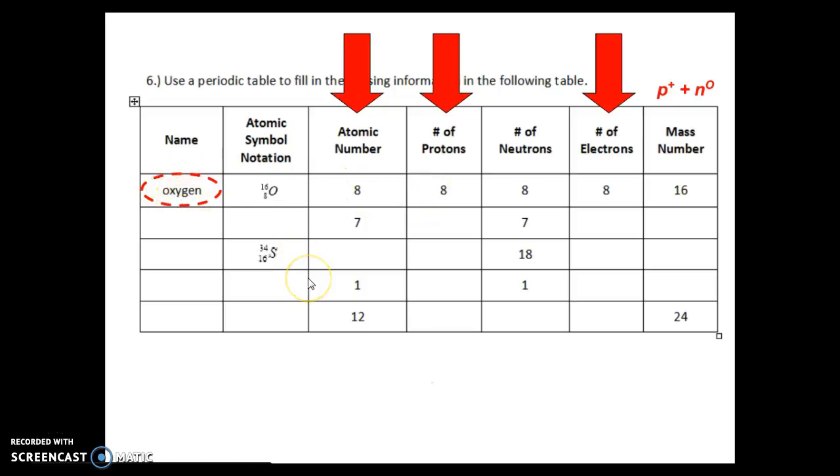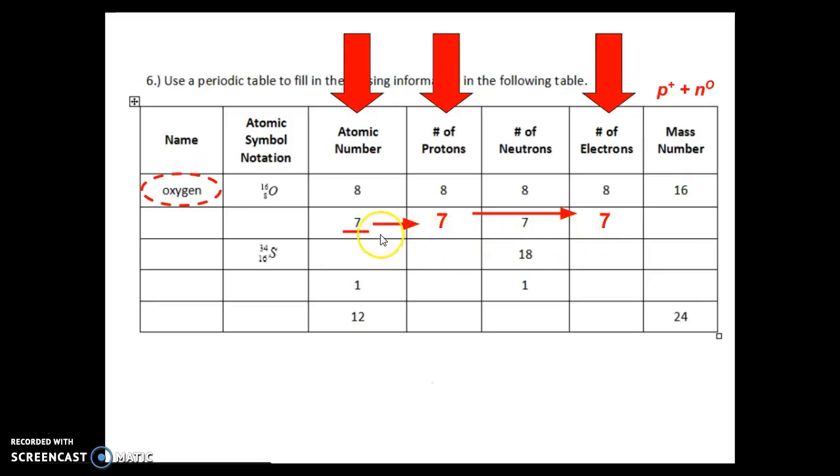Let's try the next one right here. We've got an atomic number of 7 and 7 neutrons. Let's start with the atomic number. The atomic number immediately tells you you've got 7 protons. Okay? And that also then lets you immediately say, oh yeah, I've got 7 electrons to balance out those 7 protons.